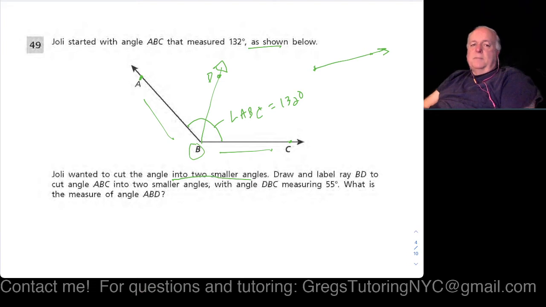DBC, so DBC is this angle right here. Okay? So I'm going to do that right there. That's what DBC would be. Being 55. Okay? What is the measure of angle ABD?